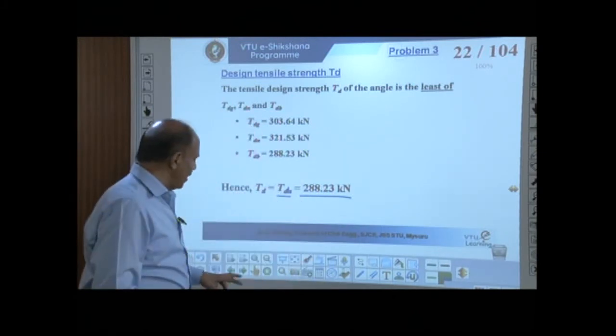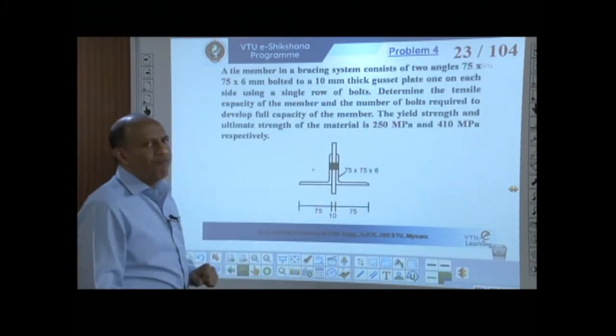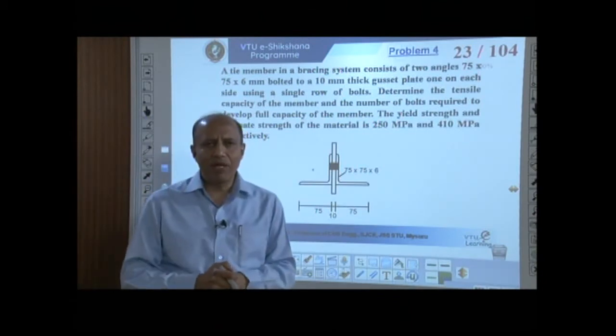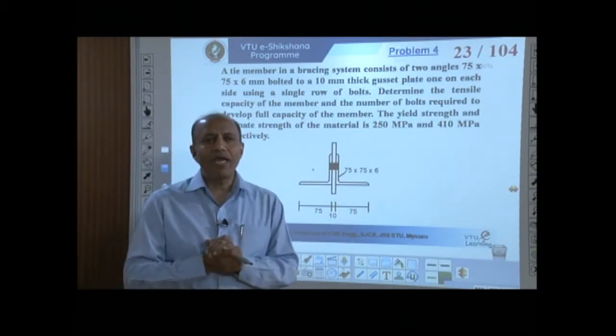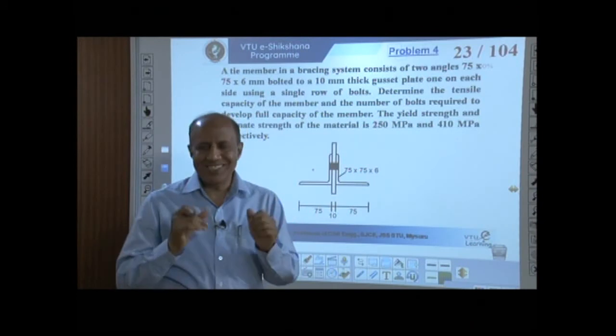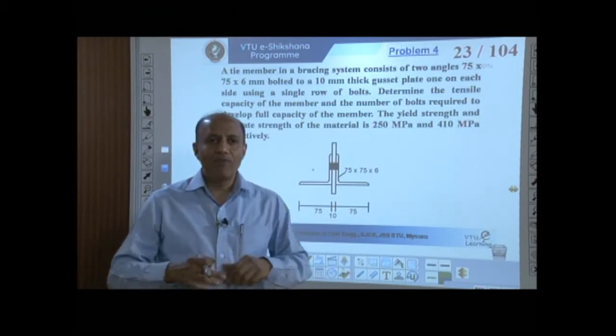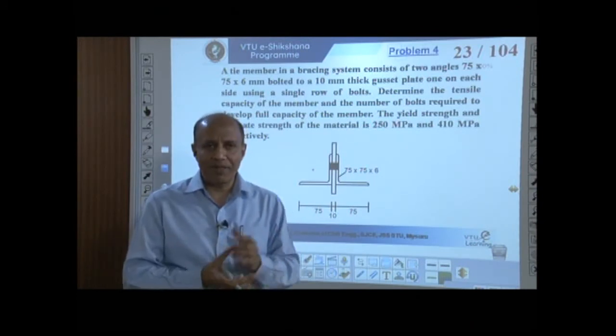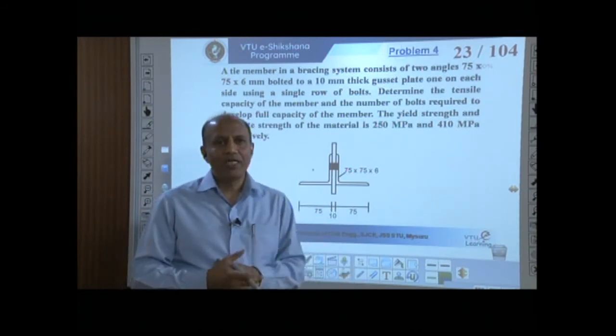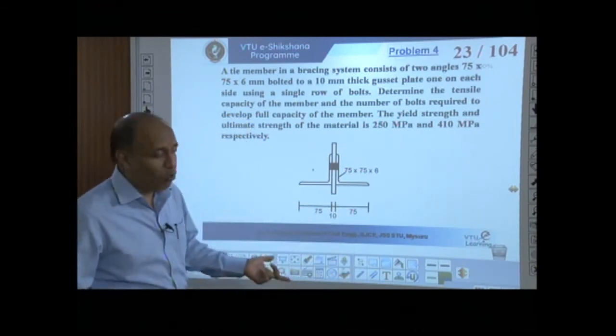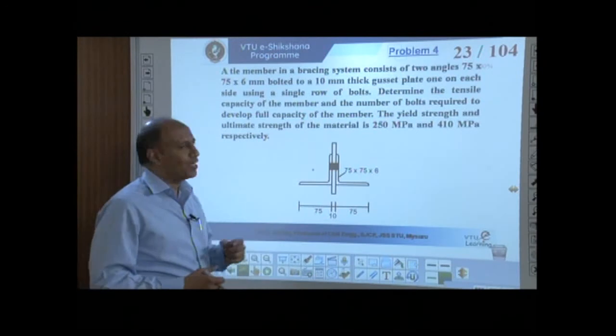So, let us go to the next example that we have here, a very similar one, but in this case we have not been given how many bolts we should have here. We are going to calculate the number of bolts required in this particular case, and again check and come out with the design strength of this particular connection.